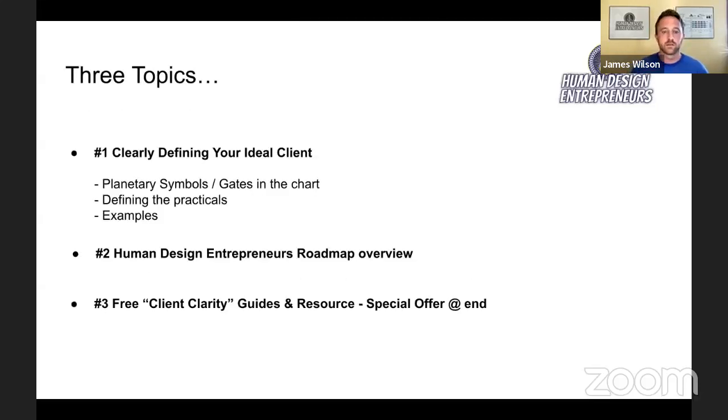All right, so I already mentioned the 3 topics. The planetary symbols is where some good clues and insights aspected by your gates are for what you're all about, and then what specifically you can offer as help for your clients in terms of solving a problem for them. Define the practicals, and then I'll give some examples.